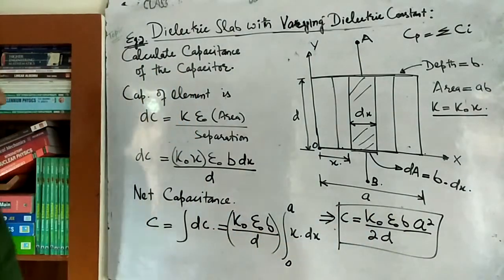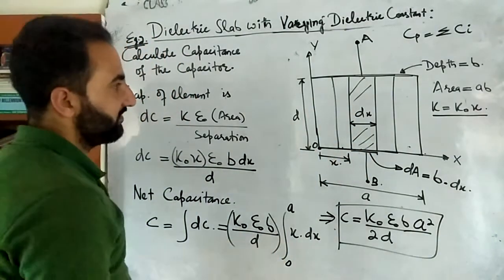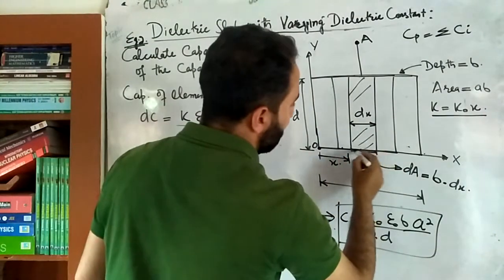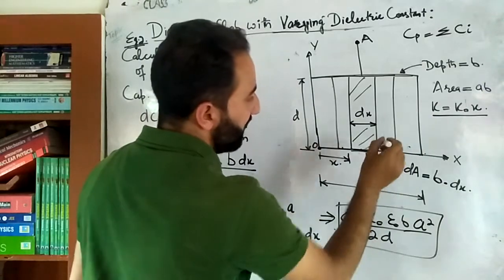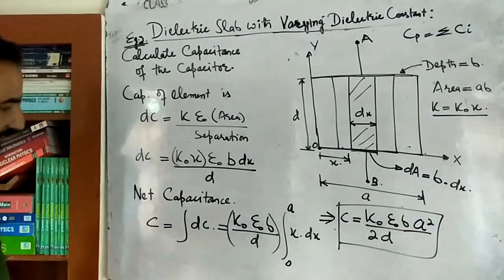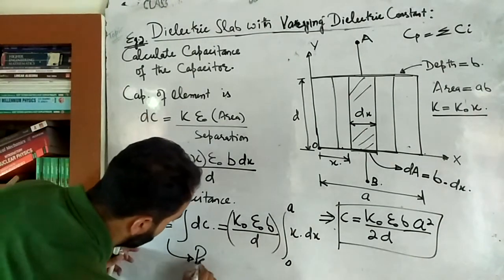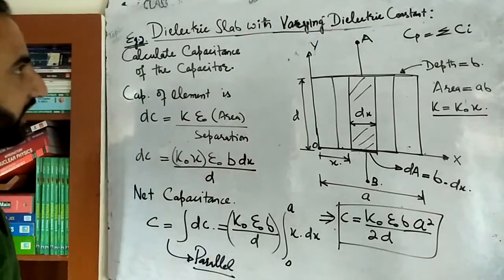Simple. Take an element of width dx and calculate its capacitance. The capacitance of this will be equal to K epsilon naught multiplied by its area. The area is b into dx, because its depth is b and its width is dx. Then their equivalent capacitance will be found by integration, because all these elements are connected in parallel.